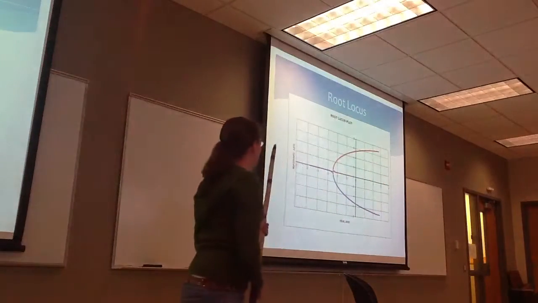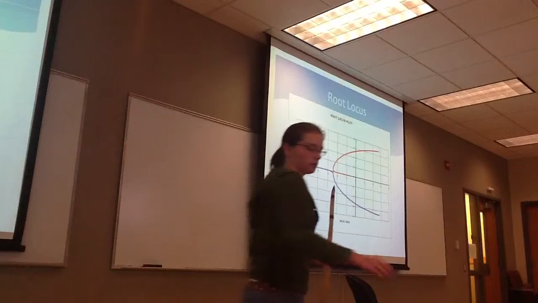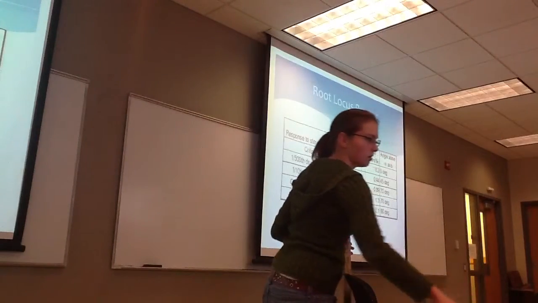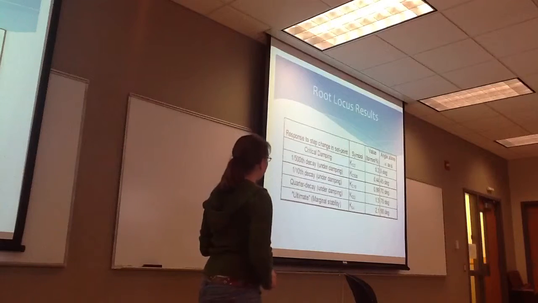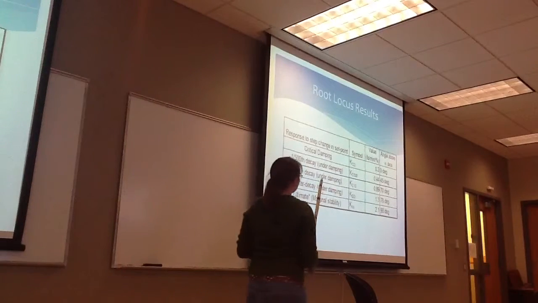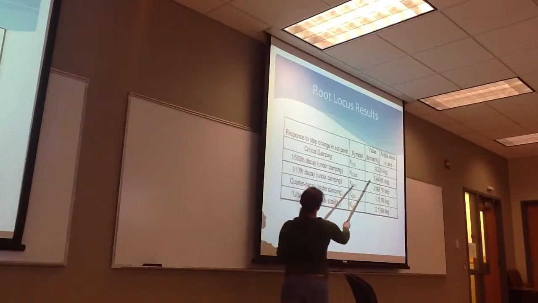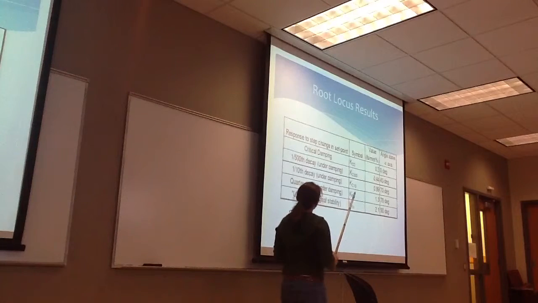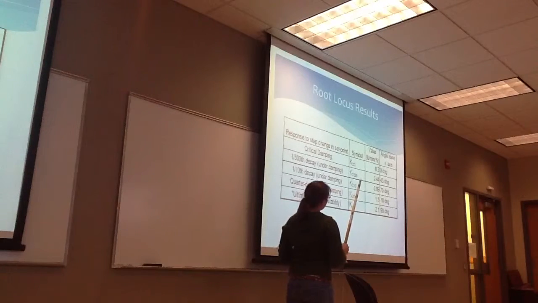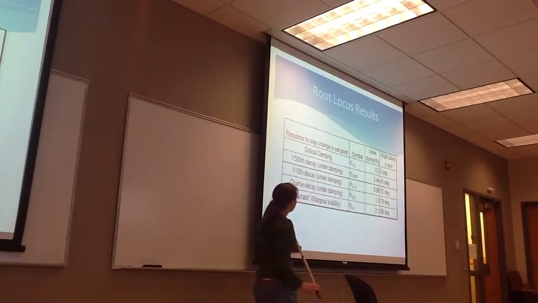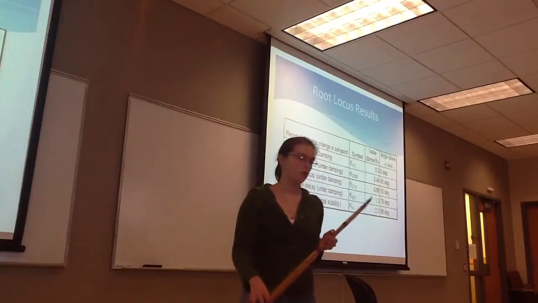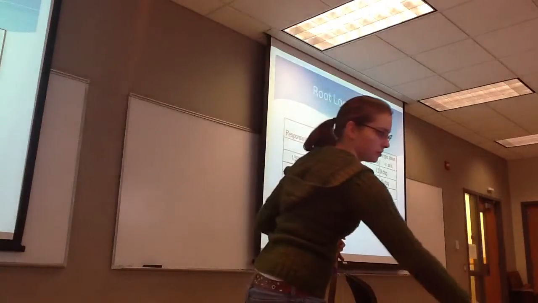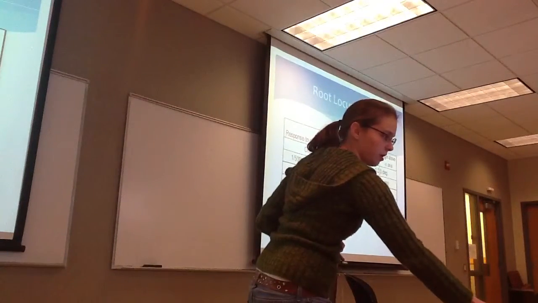This is an example of the root locus plot. When you do the root locus results for the system, you get a critically damped value of 0.2, a 1/500th decay of 0.44, a 1/10th decay of 0.99, a quarter decay of 1.3, and an ultimate frequency or ultimate damping of 2.1.